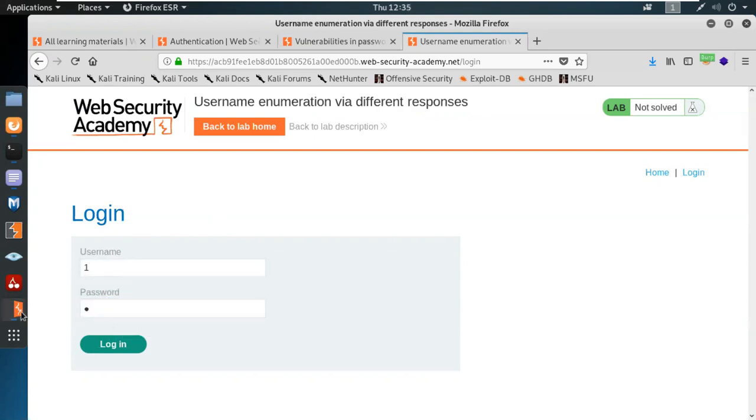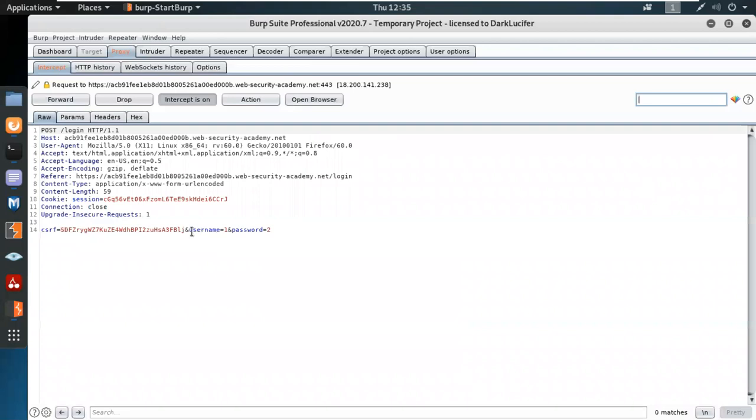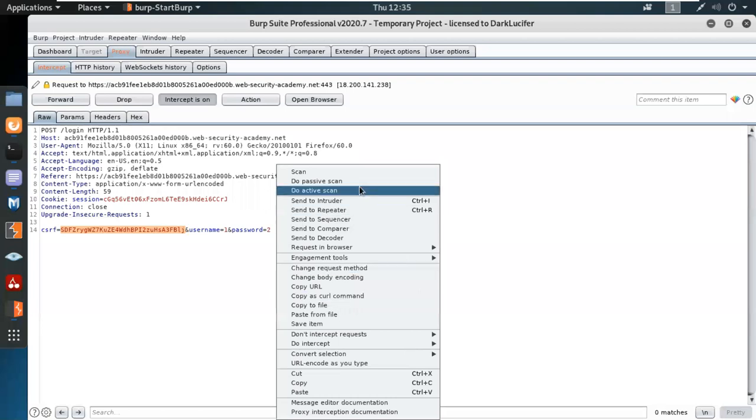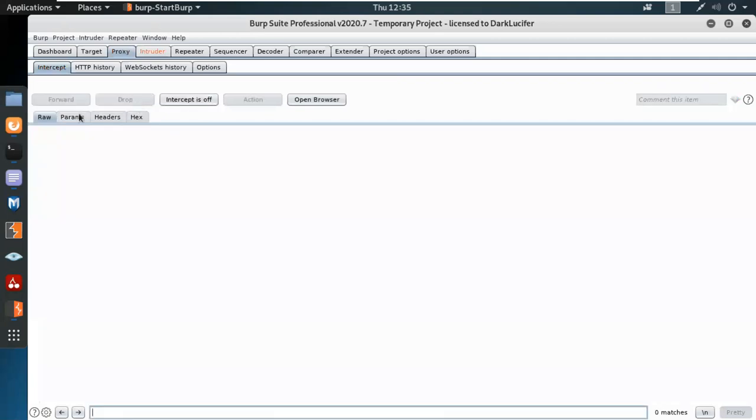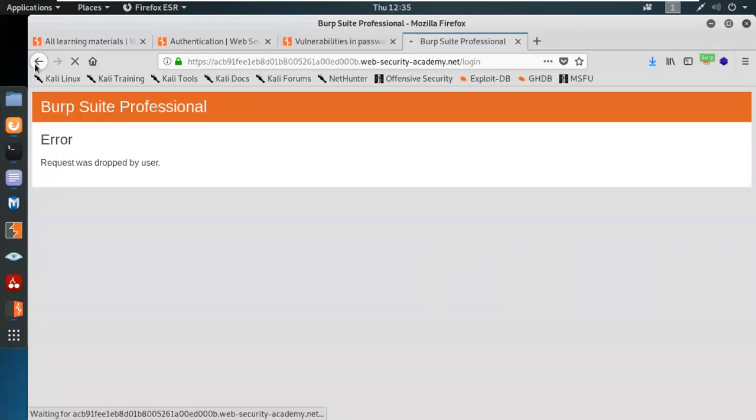What we're gonna do over here is intercept the packet and use Intruder today. Yes, we can see the username and password we set over here, and we have a session token. So this is not a CSRF attack. We're gonna post the username and password, and over here we're gonna send this request to the Intruder. I'm going to drop the packet because I don't want to use this packet again. So back.